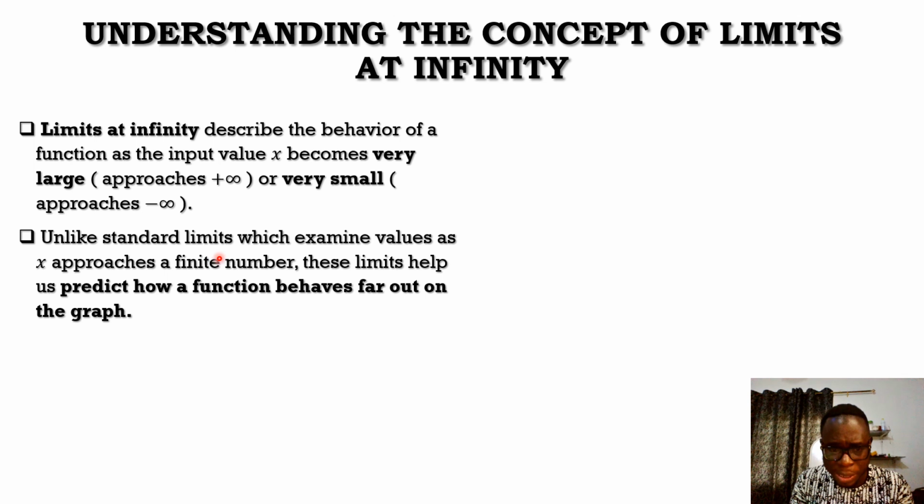Unlike standard limits, which examine values as x approaches a finite number, we normally see it as x approaches 2, x approaches 0, x approaches 10, x approaches -5, and so on. That is the standard limit. x is approaching a finite number, but this limit helps us to predict how a function behaves far out on the graph. That means far from the finite number that we are talking about here.